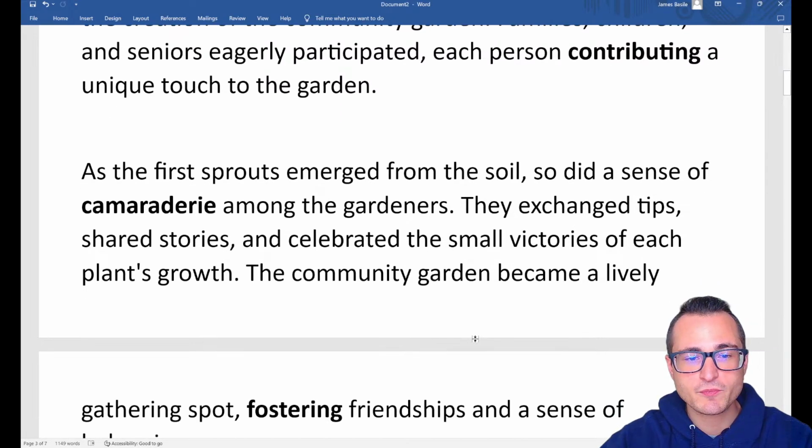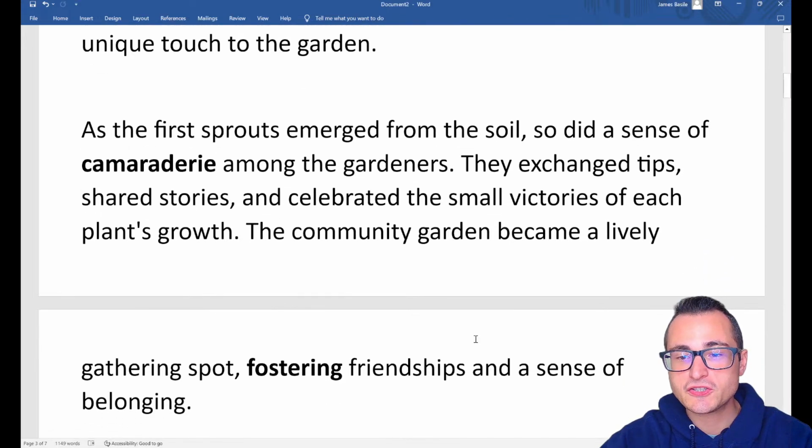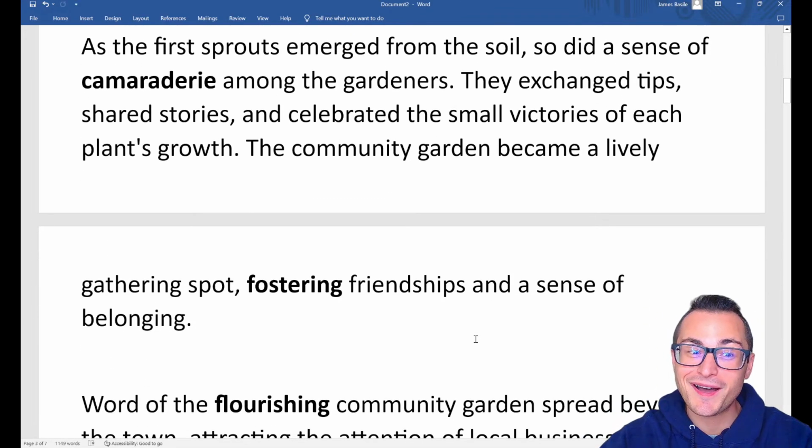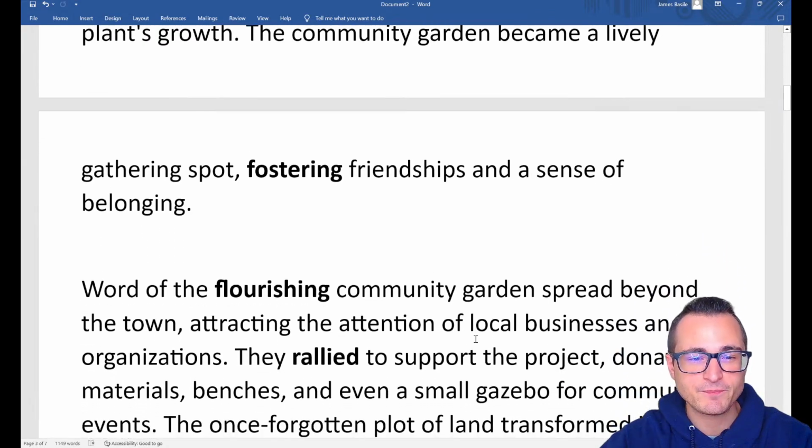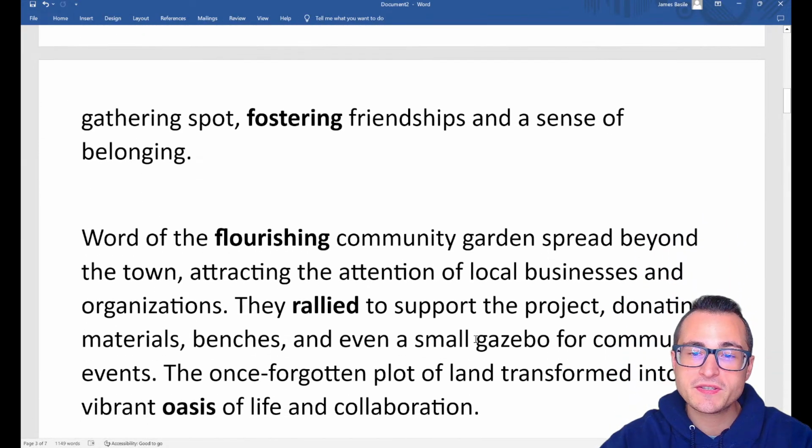As the first sprouts emerged from the soil, so did a sense of camaraderie among the gardeners. They exchanged tips, shared stories, and celebrated the small victories of each plant's growth. The community garden became a lively gathering spot, fostering friendships and a sense of belonging.